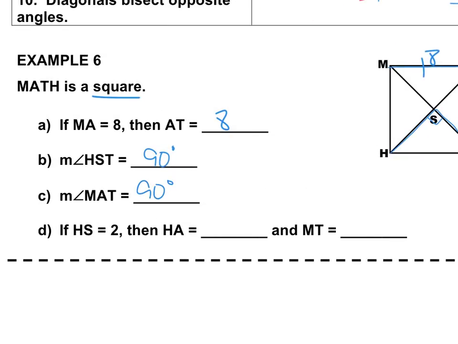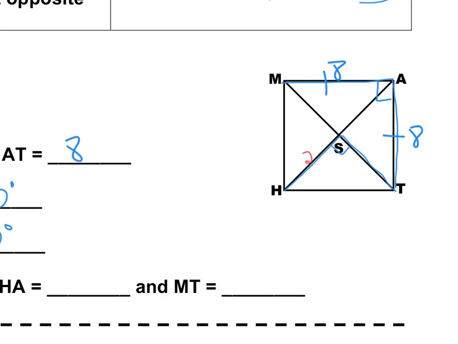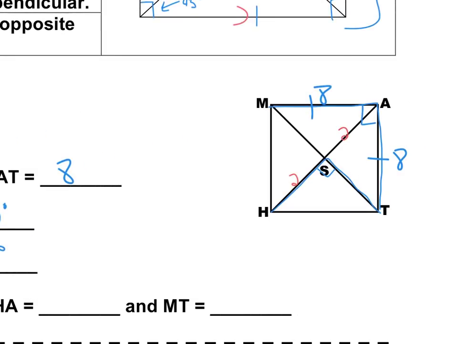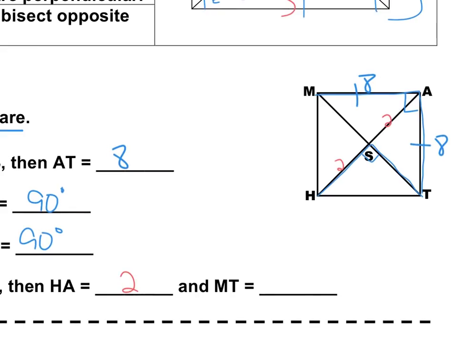Now here it kind of changes it up, and it's talking about the diagonals now. It says from H to S is 2. Therefore, from H to A must also be 2. And if those are both 2, so are these. And so from M to T would be 2 plus 2, which is 4. So a lot of the stuff's real consistent, especially with the angles. Just watch out when you do the diagonals and side lengths. Make sure you don't mess that up.